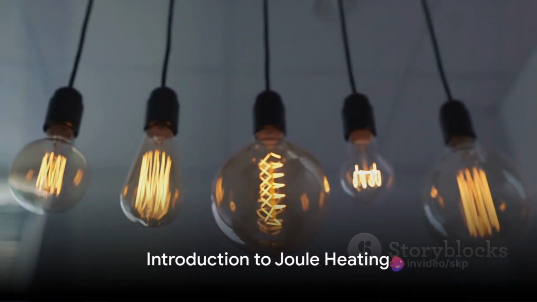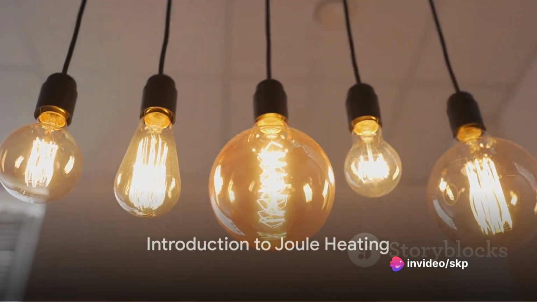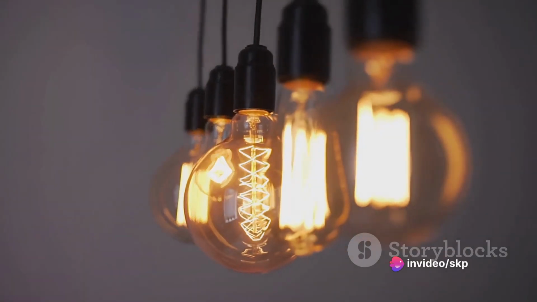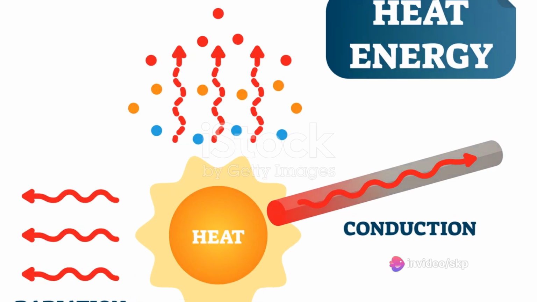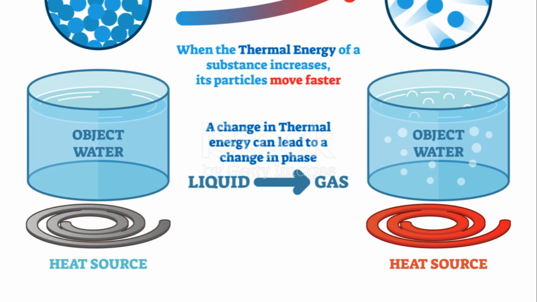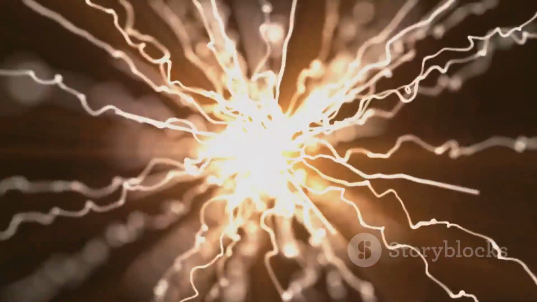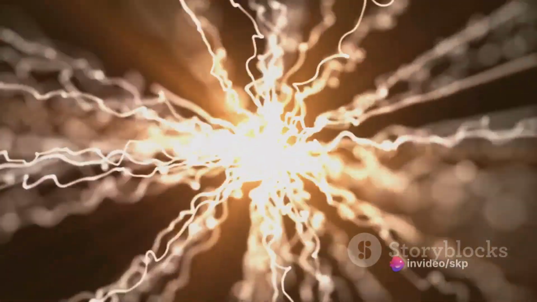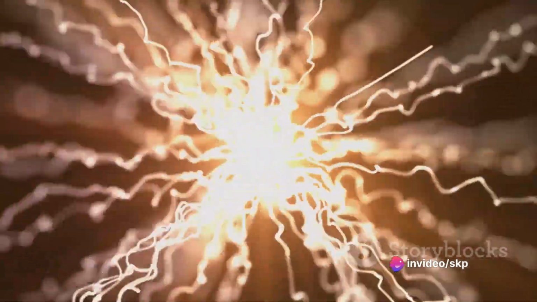Have you ever wondered why your phone heats up when you use it for a long time? Or why an electric bulb gets hot? Well, the answer lies in something called Joule heating. Now you might ask, what is Joule heating? It's also known as resistive heating, a phenomenon where electrical energy morphs into heat energy.